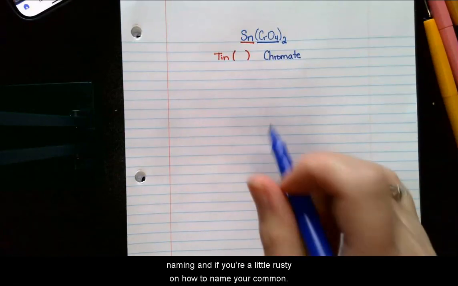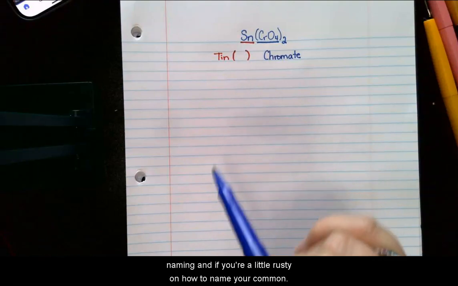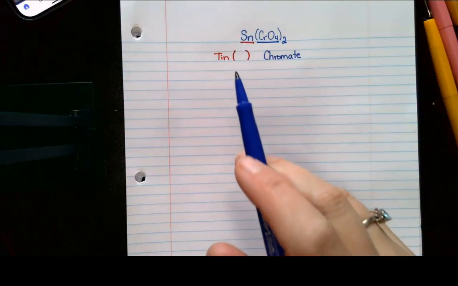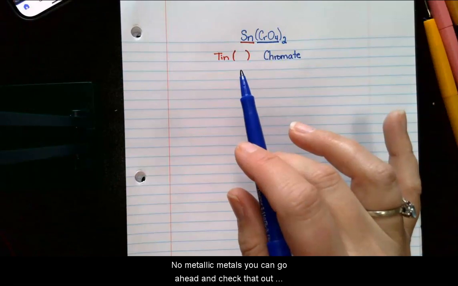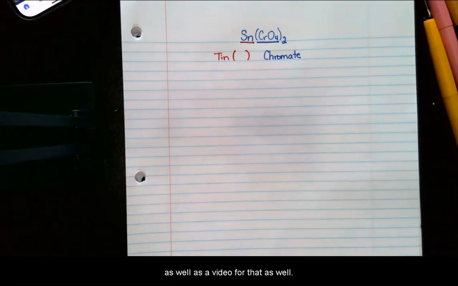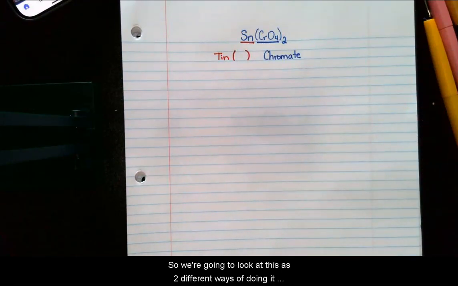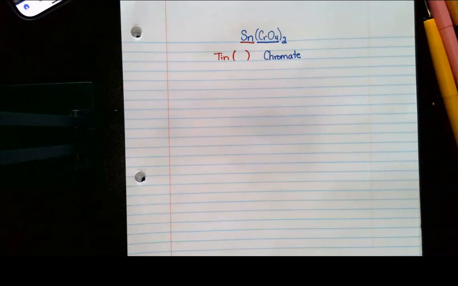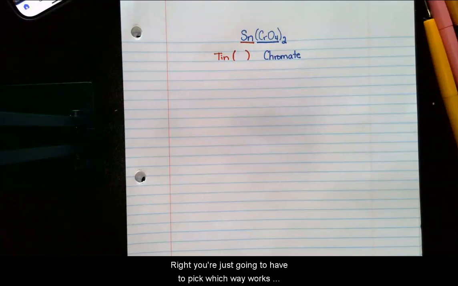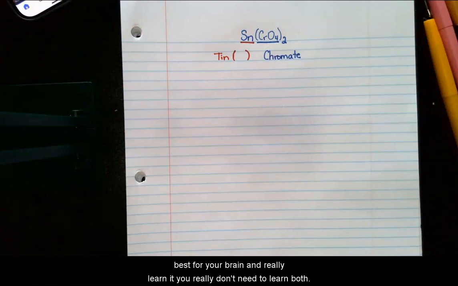And if you're a little rusty on how to name your common metallic metals, you can check that out as well. There's a video for that too. We're going to look at this two different ways. I'm going to show you both the equation method and the reverse LCM method. Either way that you use is great. You're just going to have to pick which way works best for your brain and really learn it. You really don't need to learn both.